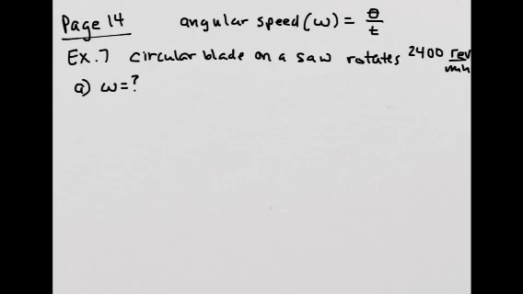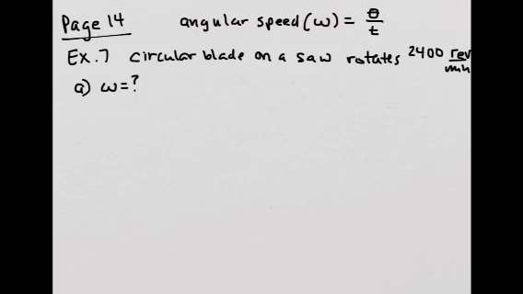Alright, so for example 7, they want to know the angular speed of a circular blade as it rotates at 2400 revolutions per minute. So angular speed is how quickly the angle is changing over time. So theta is the angle and t is the time. That curvy W that you see right here is the Greek letter omega, and we use that to represent angular speed. That's not in your notes, but I'll talk about it in class, but you can write it in your notes right now if you'd like.